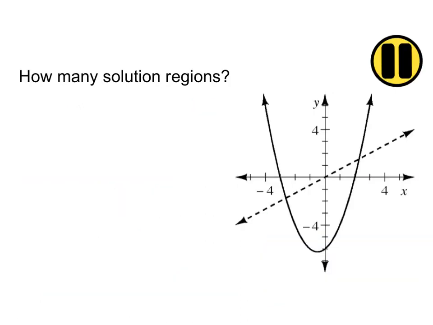Okay, I want you to go ahead and make a rough sketch of this system here. We've got a parabola and a line. And I would like you to count how many solution regions there are. You don't know the equations for this, so you don't know which one's correct. But I want you just to count how many different possible solution regions there are. Do it now.